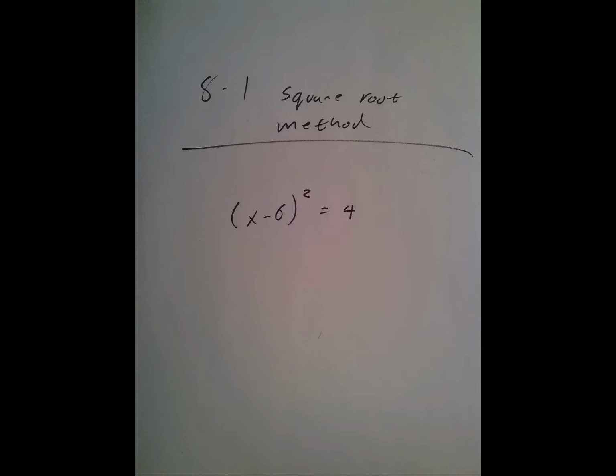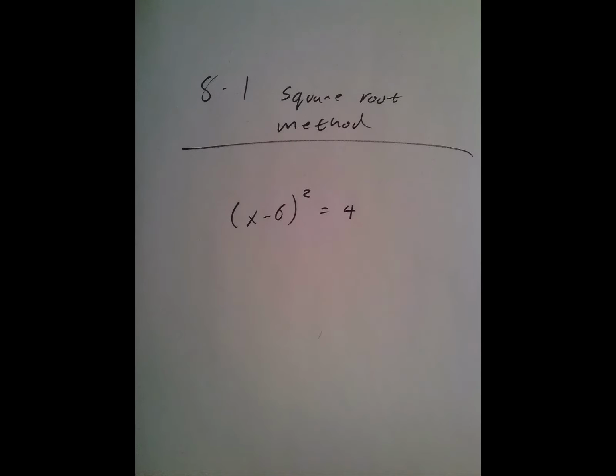Alright, this is 8.1 square root method. So, if you can isolate a square term, then what you can do is square root both sides of the equation to then get rid of the square. Example, I have (x - 6)² = 4.